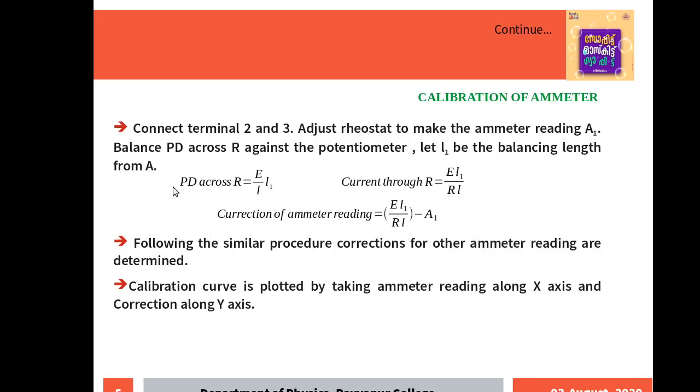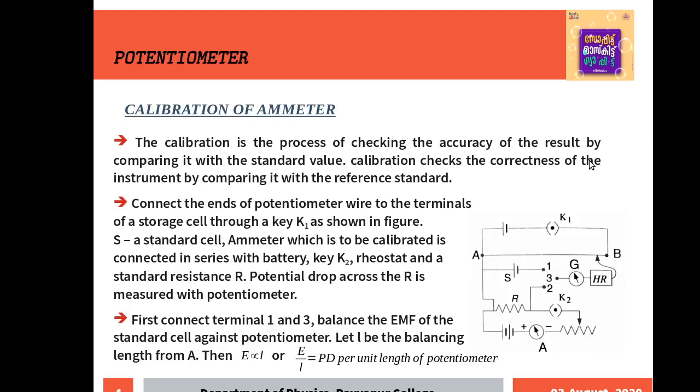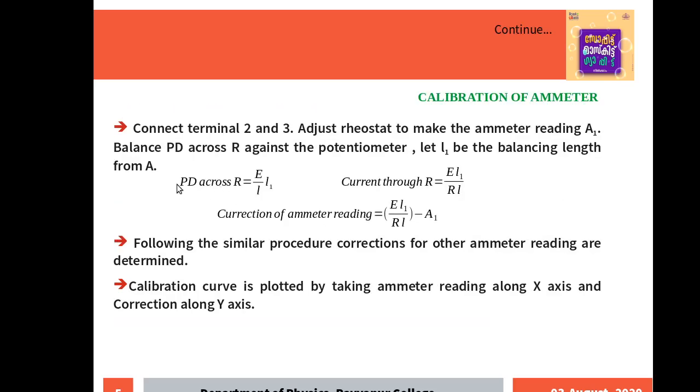So balance that PD across R, the potential difference across R, on the potentiometer. Let L1 be the balancing length. In this case we balanced it and got L1 as the balancing length. So what can I write? Using the theory of the potentiometer, PD across R is equal to potential per unit length of the potentiometer into L1, and I got potential per unit length of the potentiometer as E by L from our standard cell.